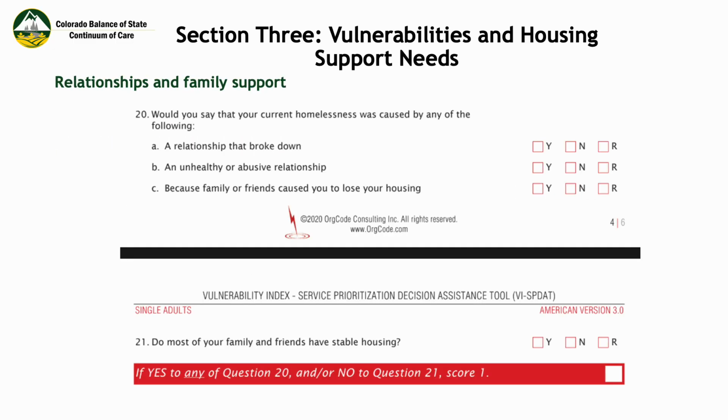Continuing on in Section 3, Vulnerabilities and Housing Support Needs. Questions 20 and 21 ask about relationships and family supports. Question 20 states, would you say that your current homelessness was caused by any of the following, like a relationship that broke down? Or would you say your current homelessness was caused by an unhealthy or abusive relationship? And would you say your current homelessness was caused because family or friends caused you to lose your housing? Question 21. Do most of your family and friends have stable housing?